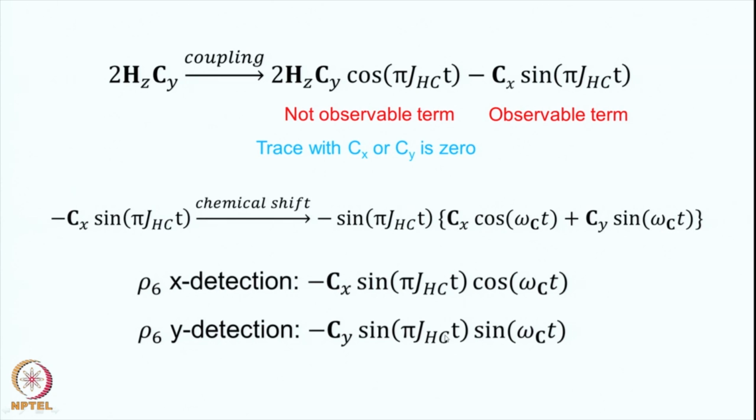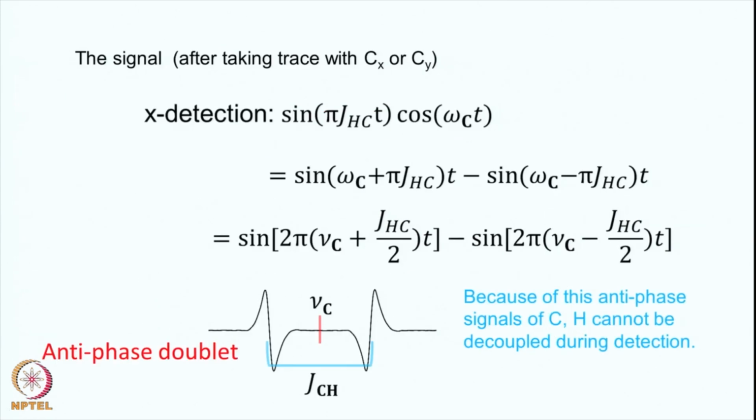Okay, what is our signal? To see what the signal is, I have to take the trace of this with Cx or Cy. When I take the trace with these Cx, Cy operators, the operator terms will vanish. I will only be left with the coefficients, which are functions of time, and that is my observed signal. So the signal we get after taking the trace with Cx or Cy, for X detection, is sin(πJHCt) cos(ωCt), right.